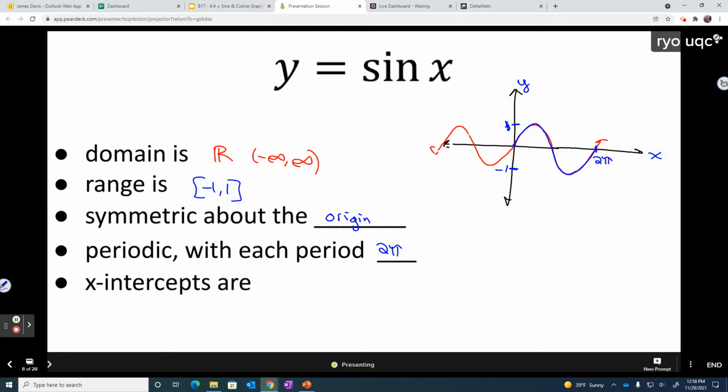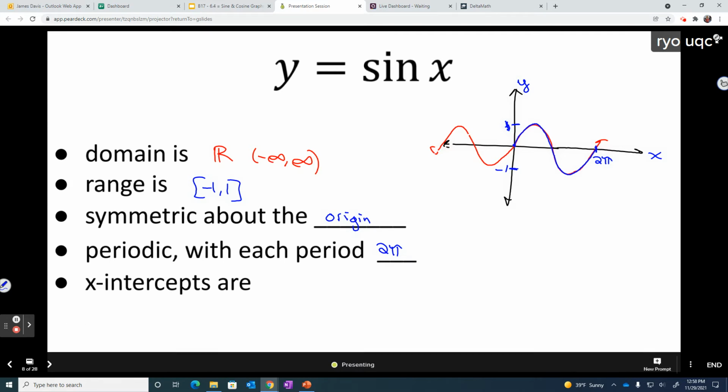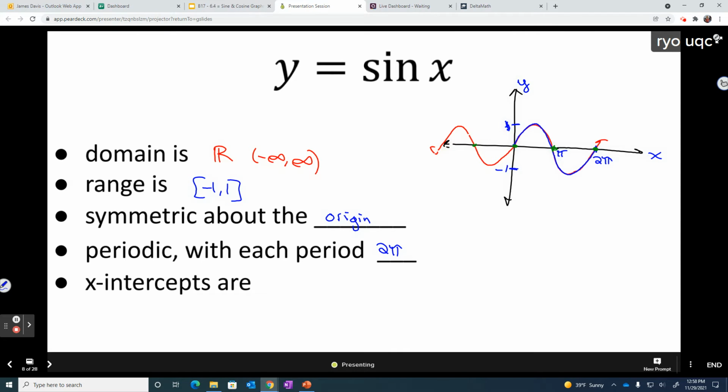Okay, the x-intercepts. The x-intercepts are where the graph crosses the x-axis, so we have one here, one here, one here, and this would continue to go on forever. If we were just talking about the first period, it would be 0, pi over 2. What do you think this one would be? Pi, right? So the intercepts would be at 0, pi, 2 pi, and this would continue to 3 pi, 4 pi, 5 pi.